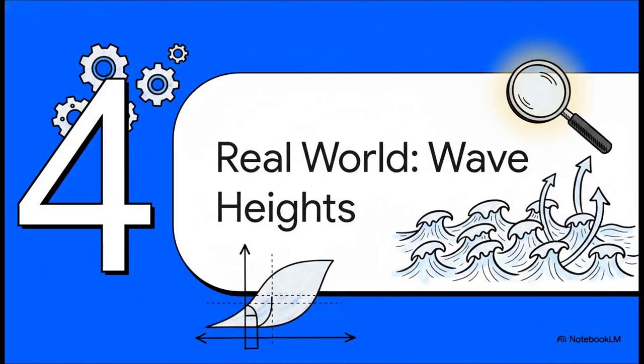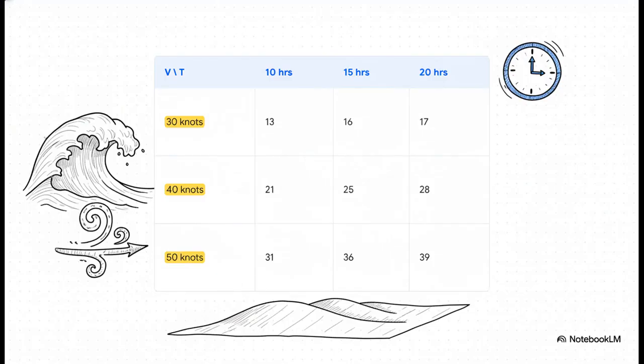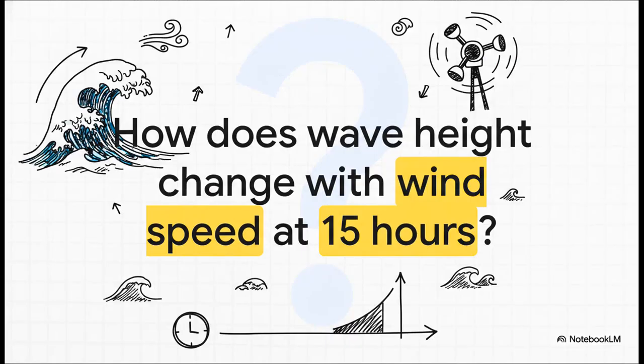Now, this is not just some abstract math game. It has seriously powerful real-world uses. So let's look at a practical example to see how this helps us make sense of the world around us. So here's a table showing the height of waves out in the open ocean. And as you can see, the height, which we're calling h, depends on two things, the wind speed, v, and the amount of time, t, that the wind has been blowing. Okay, now we can ask a very specific, very practical question. If we hold the time constant at exactly 15 hours, how quickly are the waves growing for every extra knot of wind speed? This is a perfect job for a partial derivative.